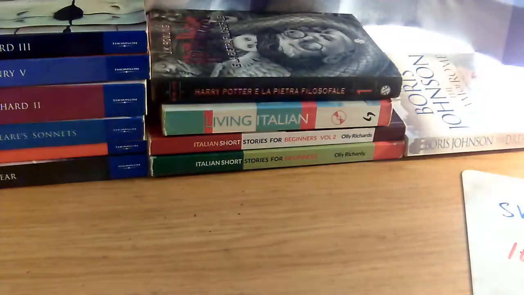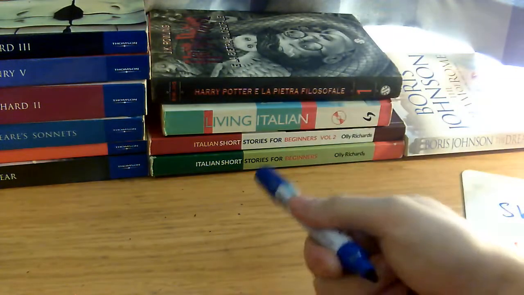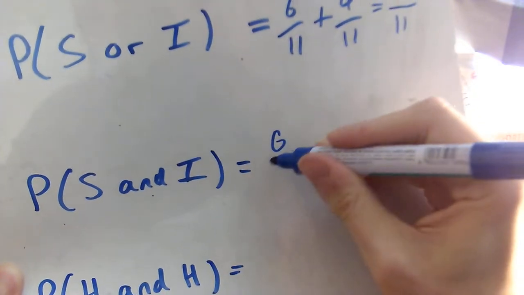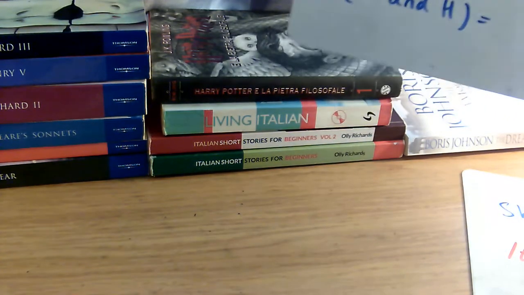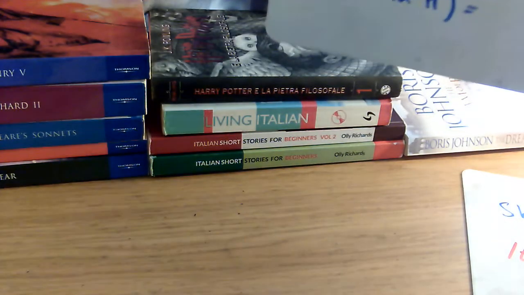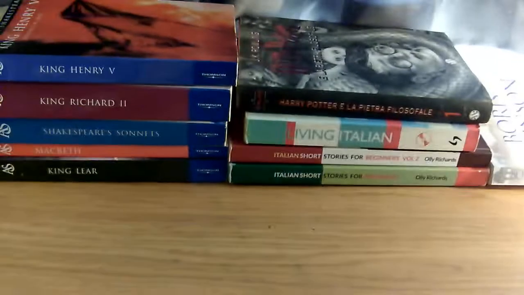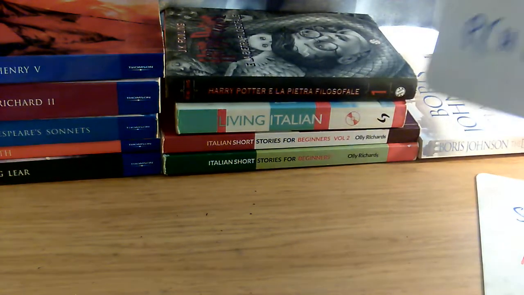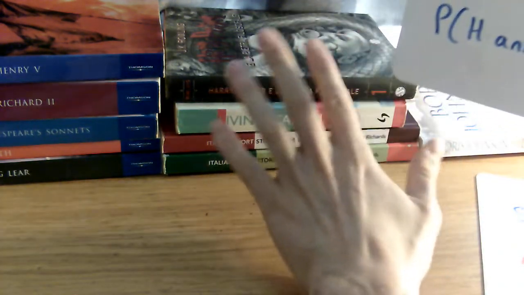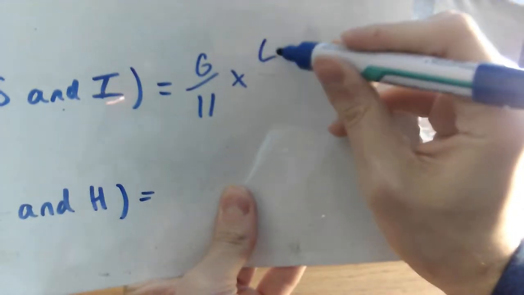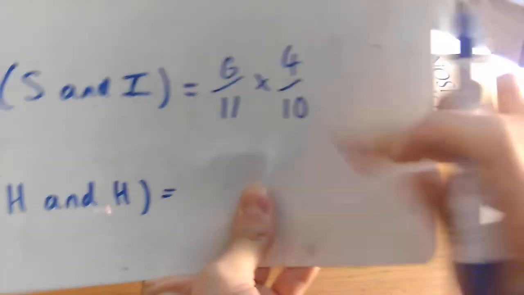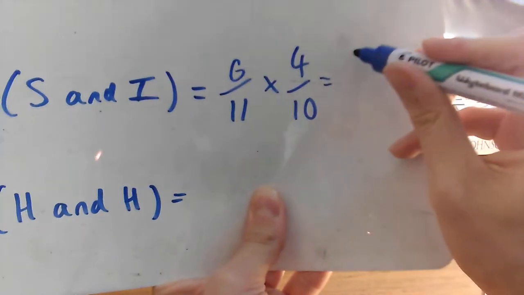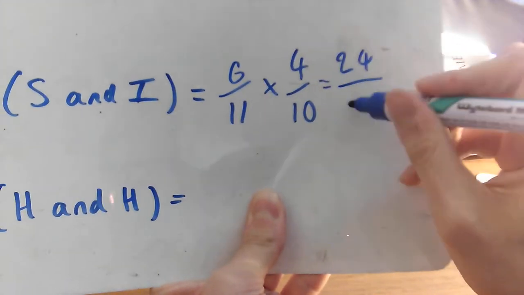So my choice initially, as you can see, is going to be out of this lot, it's going to be a 6 out of 11 chance of choosing the Shakespeare. I'm going to multiply that by the chance of choosing an Italian book, but of course I don't want to read the same book twice. So once I've picked this one and taken it out, my choice now is not out of the same as it was before. In fact, my chance of choosing an Italian book now is 4 out of 10. Because there's now just 10 books. There's still 4 Italian ones, but there's now just 10 of those. So if we multiply these two together, we get 24 over 110.